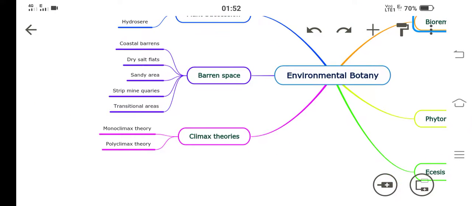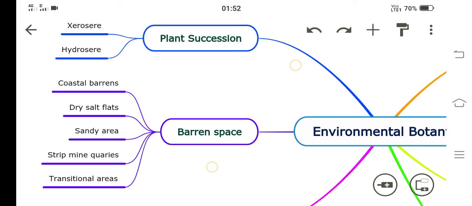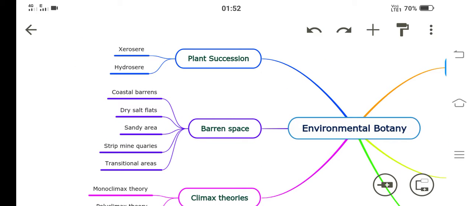Fourth topic we studied is climax theories, and under that we have seen monoclimax theory and polyclimax theory. These theories deal with the concept of true climax communities. After that, we dealt with plant succession, and in this plant succession we have studied two types of succession. First one is xerosere, that is succession on land, and second one is hydrosere, that is succession in water.